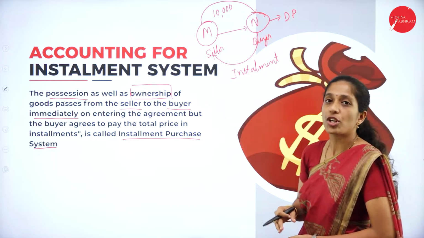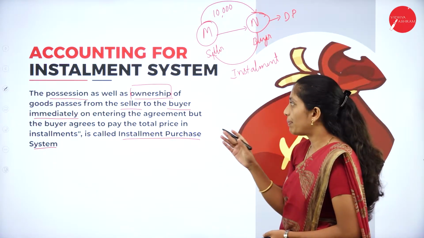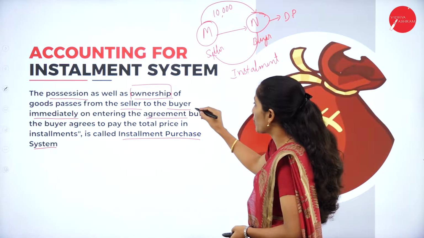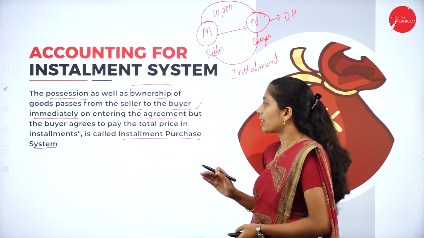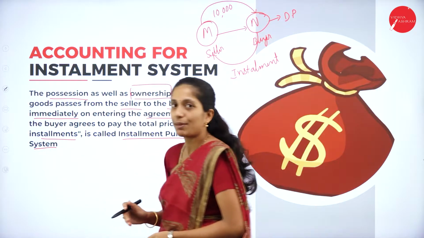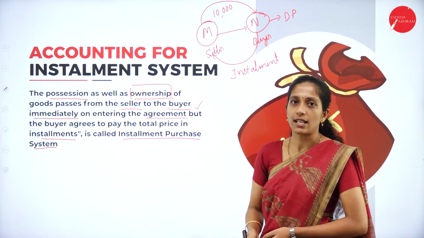Here the ownership as well as possession of the goods transfers immediately to the buyer on entering the agreement. So there is an agreement between the buyer and the seller, but the buyer agrees to pay the total price in installments. So here also the payment will be made in the form of installments. This is called the installment purchase system.